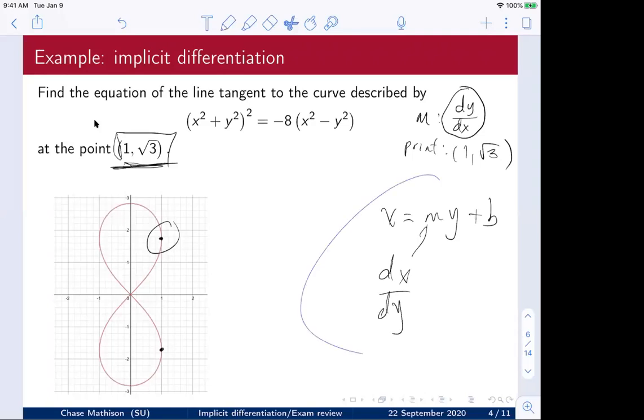But it is a perfectly valid question to say, if y is defined implicitly as a function of x here, then x is also defined implicitly as a function of y. And in fact, they are inverse functions, which we're going to talk about today. So we need dy/dx, specifically at the point 1 comma square root of 3. How am I going to get that? I need the derivative of y with respect to x.